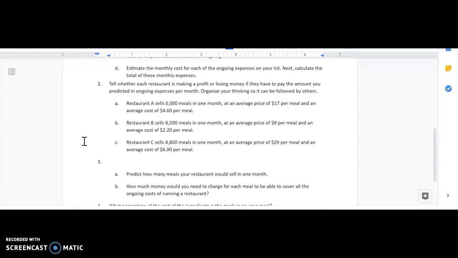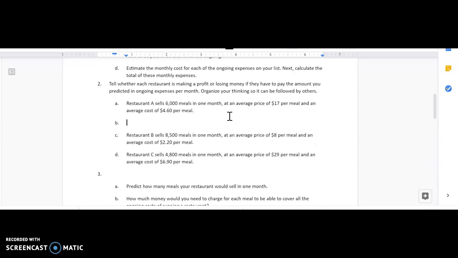Alright, so restaurant A sells 6,000 meals in 1 month at an average price of $17 per meal and an average cost of $4.60 per meal. I'm going to do this first one for you, and then you can do B and C on your own. So each meal costs $4.60. What we want to do is take 4.6 and multiply that by 6,000. That tells us the cost of the meals.